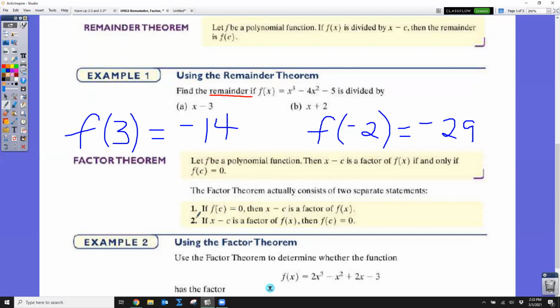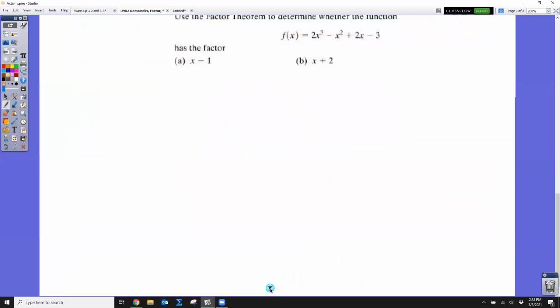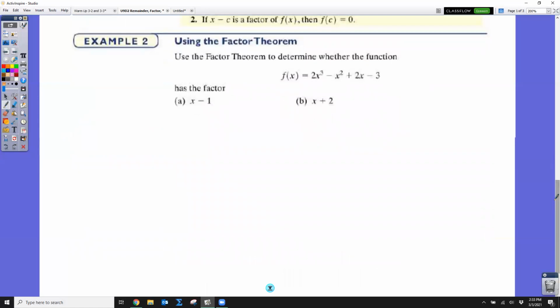Or if we do long or synthetic division and we get a remainder of 0, we find that x minus c is a factor, well, that implies also that f of c is equal to 0. So it's just a specific case. So I'll do part A with you and show you what it looks like. Use the factor theorem to determine whether that function has the factor x minus 1.